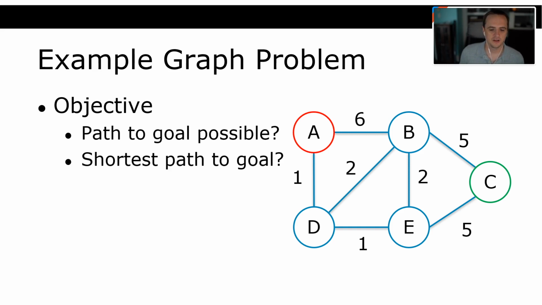Is it maybe we just want a path? So I want to get from A to C, and that's it. I just want to get from A to C. Maybe I want to have the shortest path possible. Maybe I want to have the path with the lowest cost, right?